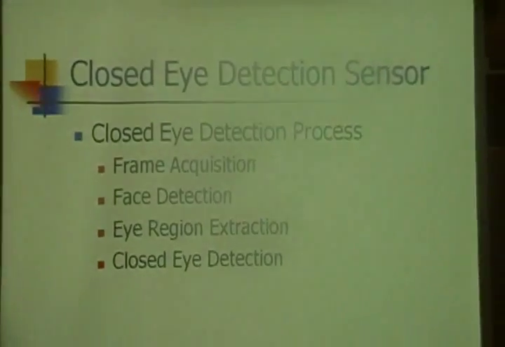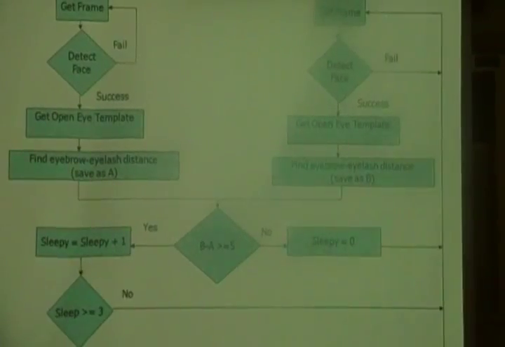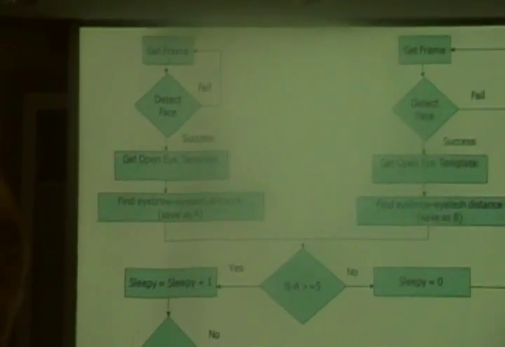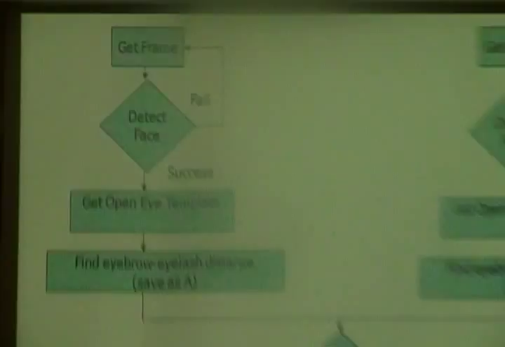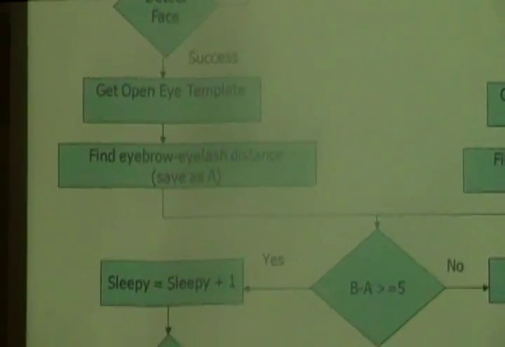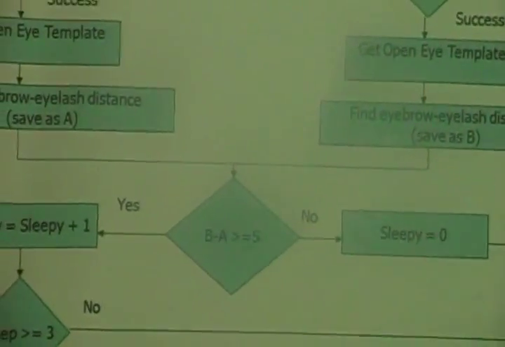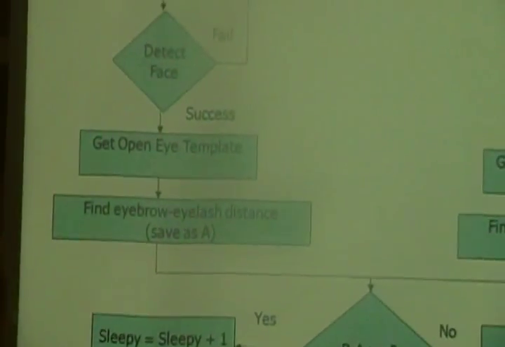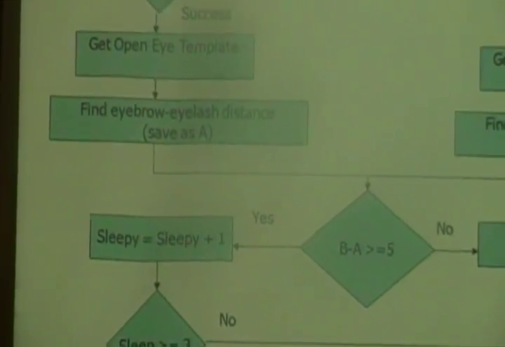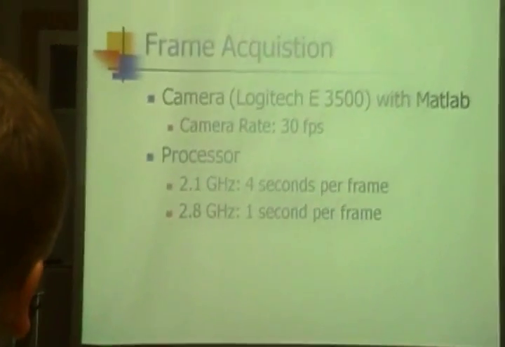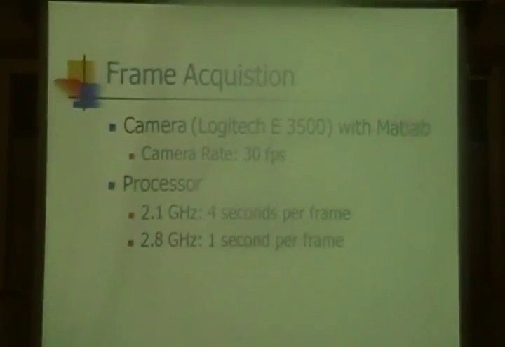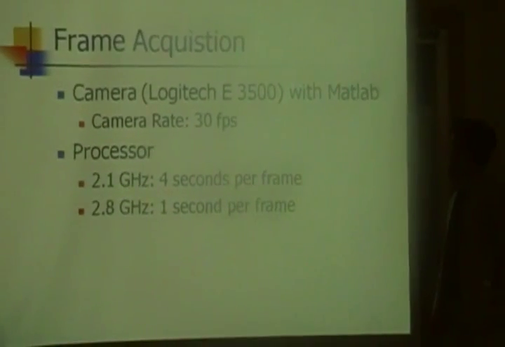I'll explain the closed-eye detection process and how that works. This is a flow chart for it, but the basic idea is MATLAB will get an open eye reference image from the camera. Then it'll keep getting other images after the open eye reference image, and it'll compare them to that original image. If it's very different from that open eye image, then the sleep counter will go up. Once the sleep counter reaches 3, which is 3 seconds, it'll alert the driver. So that means if your eyes have been closed for 3 seconds, it'll alert the driver to wake up. Frame acquisition was the easy part. It's one line of code to get a frame from the camera.